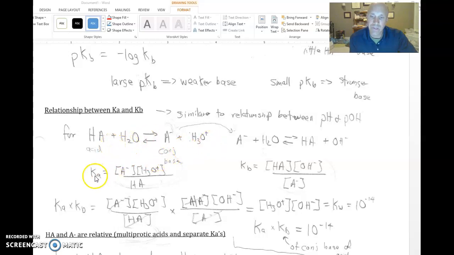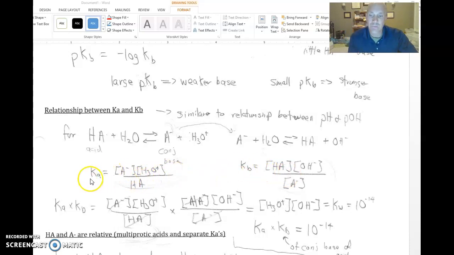Notice what we're going to be doing is comparing the Ka of this acid right here to the Kb of its conjugate base. Remember, this A minus and this A minus are the same thing. That was the conjugate base. So this is the Kb expression for this particular base right here. So if we come up with those expressions, here's the Ka for this HA, here's the Kb for this A minus right here. So notice these are what we would have.